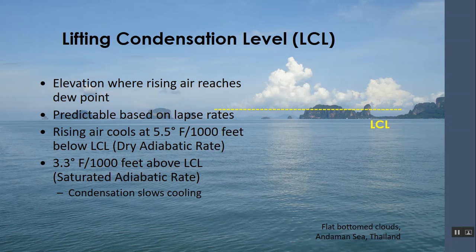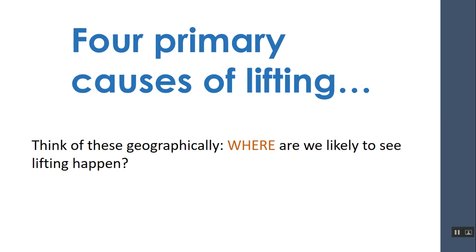And so that condensation, after it's condensed, slows that cooling process down, which is why that rate changes above the LCL. And so basically what we're talking about here is lifting air. We're going to go through the 4 primary causes of lifting air, and then we will end this first part of chapter 6. And so we want to think of these geographically. Where are we likely to see lifting happen?